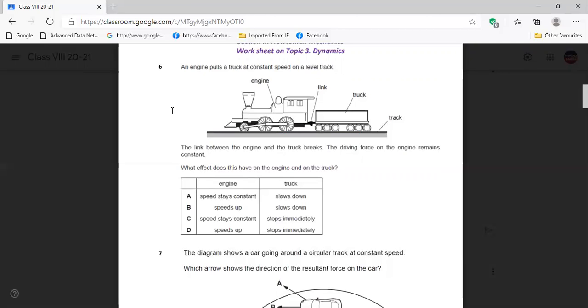Bangladesh, A. Dhaka. A. A. First letter of alphabet A. Okay, I got it.